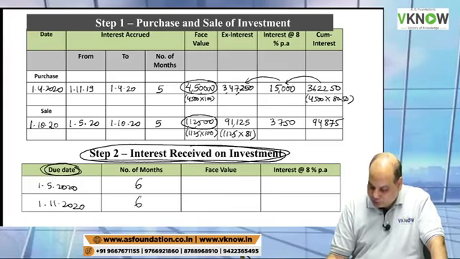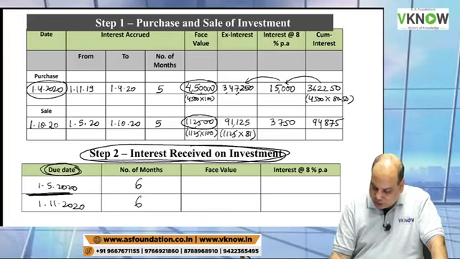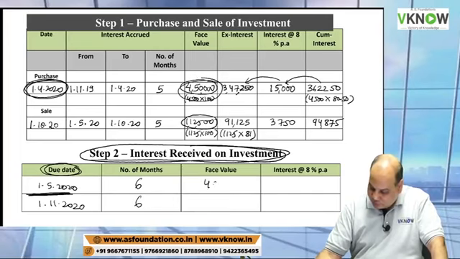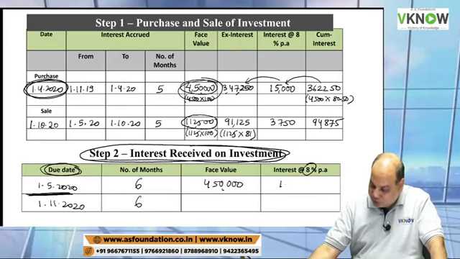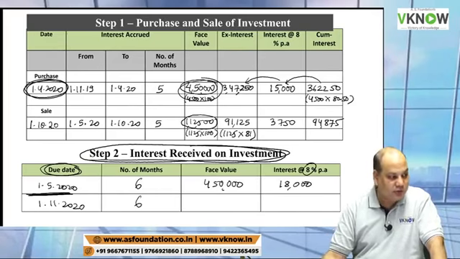Face value: on 1/5/2020, we had this investment whose face value is 4,50,000. So you will take 4,50,000 into 8% into 6 by 12. Just check, are you getting 18,000?